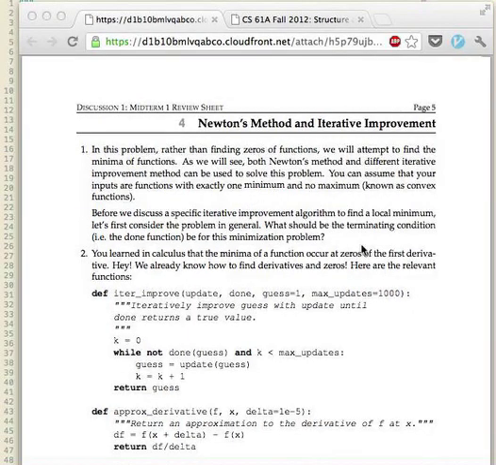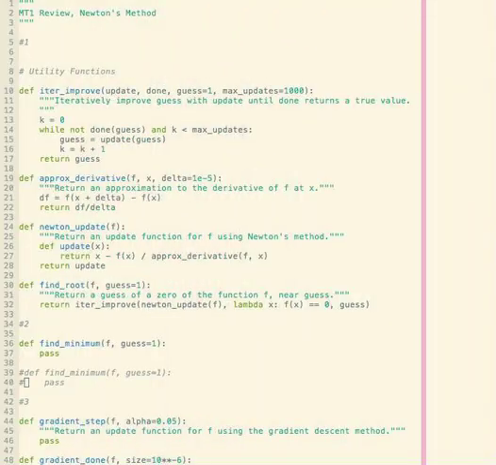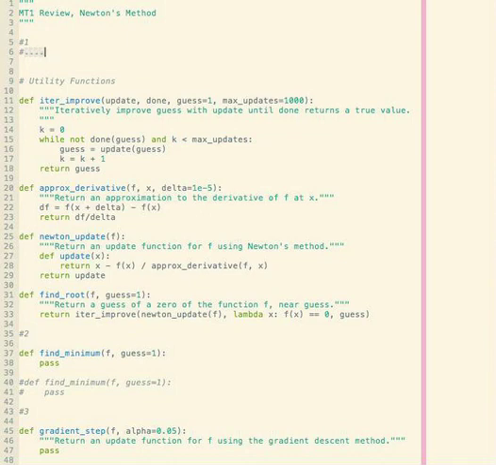Number 1 asks us, what should the terminating condition be? So what should the done function check for this minimization problem? Well, if you took calculus, the first one that pops out at you is probably that the derivative of a function at its minimum needs to be 0. Okay?